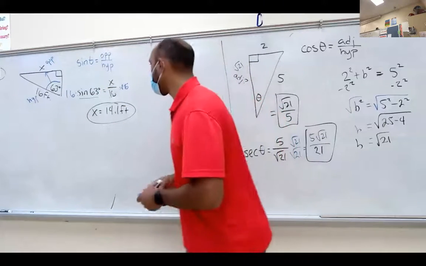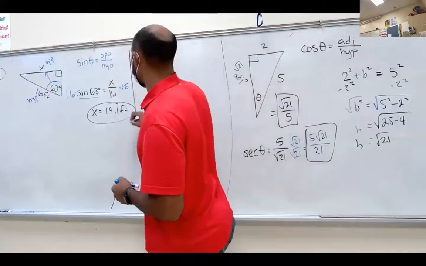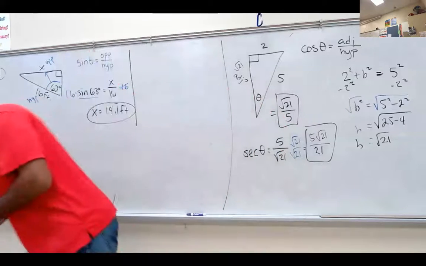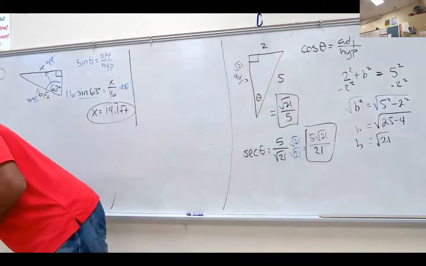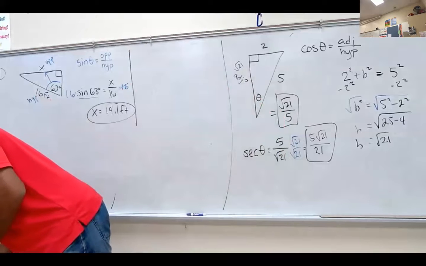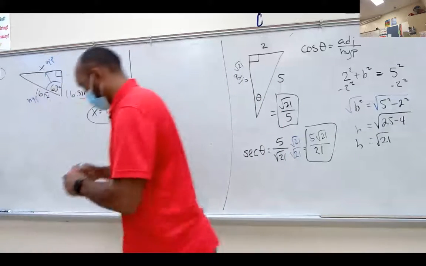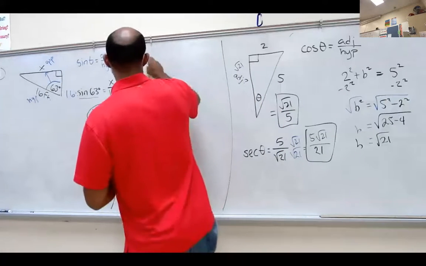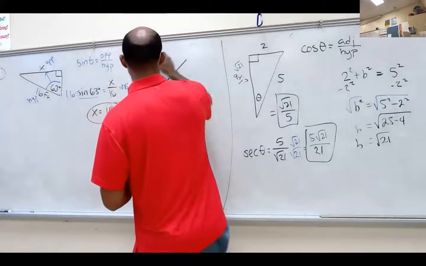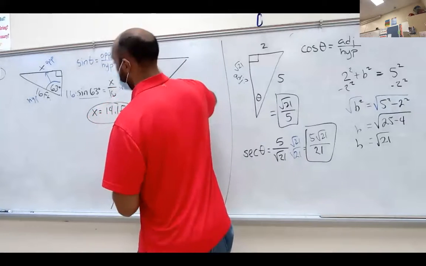The next one would be, let's say I'm looking for an angle. Let's do, yeah, that's a good one. All right, so let's do another upside down triangle.